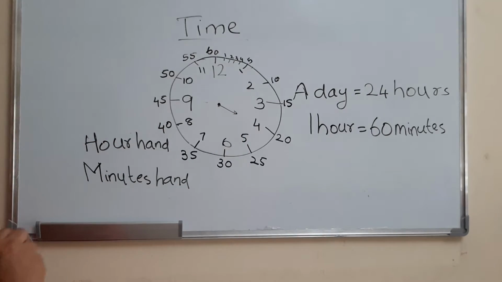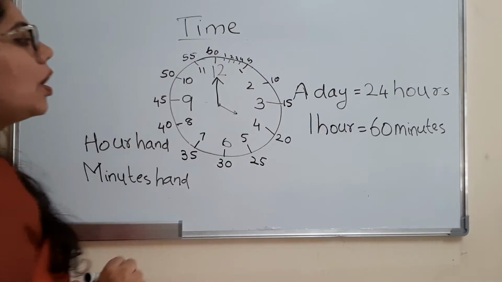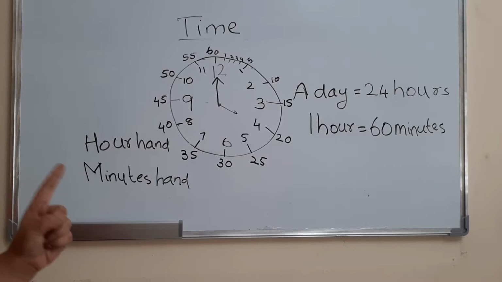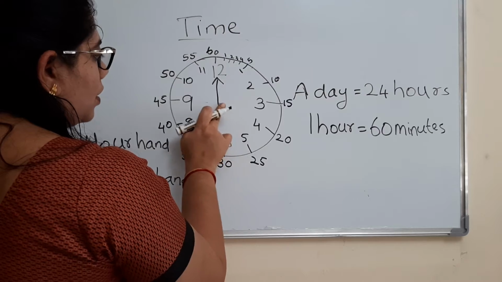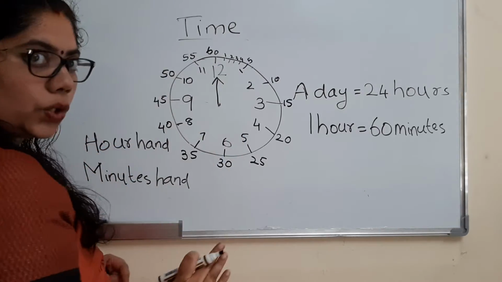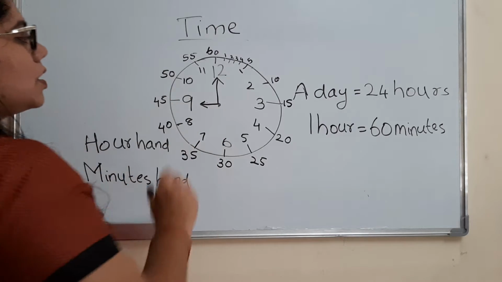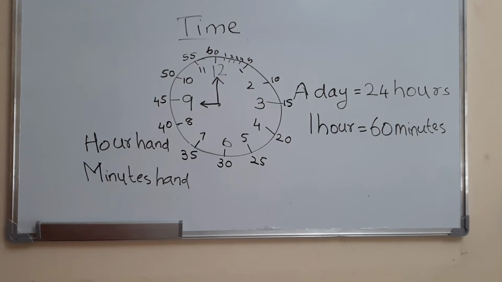The small hand is on 4 and the long hand is on 12. So what is the time? 4 o'clock. Okay, now when the long hand is on 12 and the short hand is on 9, then what is the time now? 9 o'clock. Right.